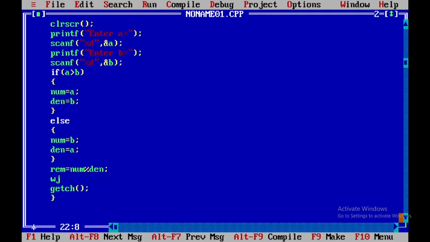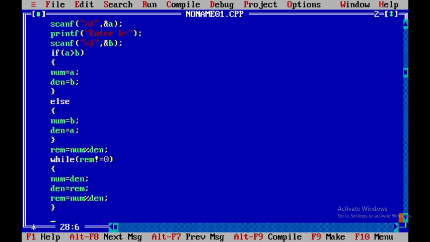Next, while the remainder is not equal to 0, we are going to interchange: numerator is denominator, and denominator is remainder, and remainder is equal to numerator modulo denominator. Okay, and we close the while loop.